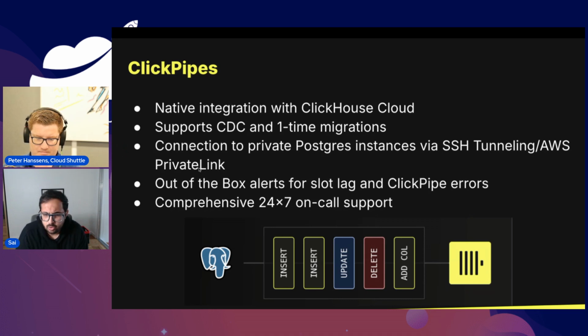ClickPipes also enables you to connect Postgres sources in private networks using features like SSH tunneling and private link. This is very common. We have a bunch of customers who have Aurora and RDS Postgres databases which live in private networks, and they use private link to add these data sources into ClickPipes and start streaming data into ClickHouse Cloud. Last but not the least, as we already covered, ClickPipes is fully integrated into the ClickHouse Cloud experience, which is why you get 24/7 on-call support, and it's part of the ClickHouse Cloud experience. So this is what ClickPipes is.